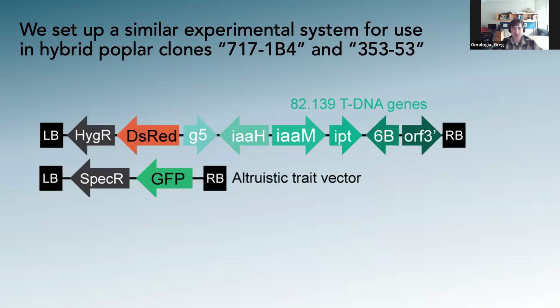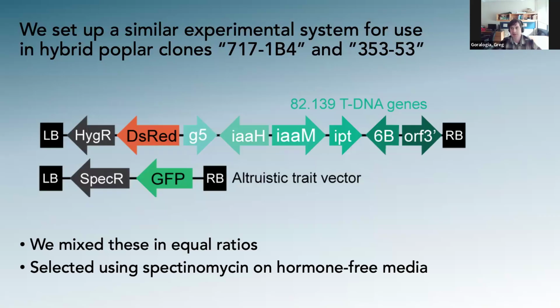So we tested this system. This is like 6 genes, as I said, a 10 kb region, with a spec-resistant T-DNA in the other strain. And we mix these in equal ratios and then use spec on hormone-free media.